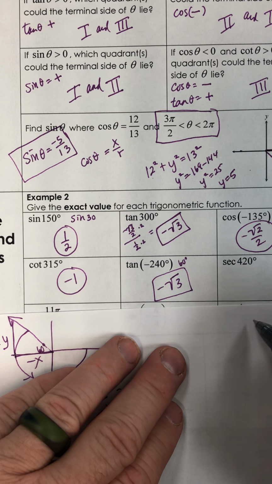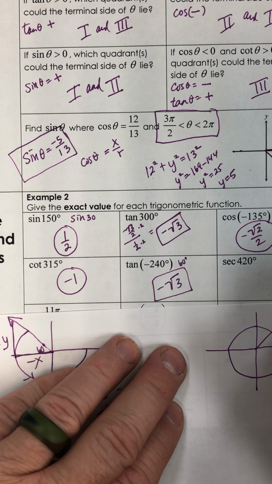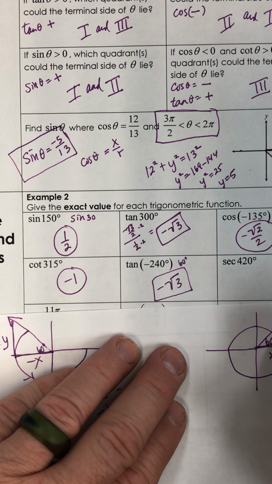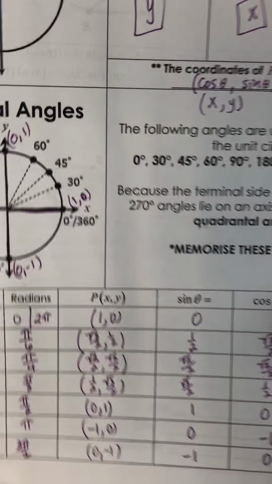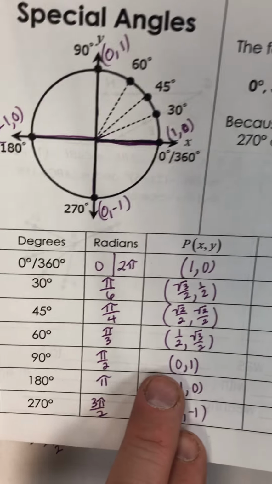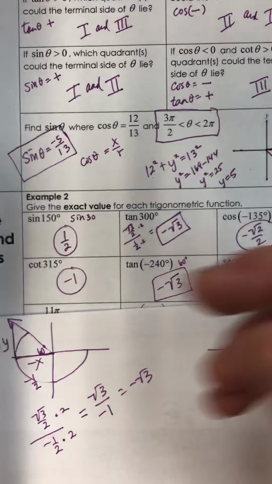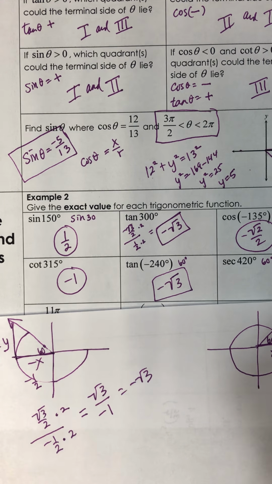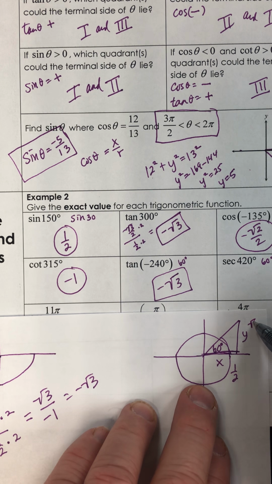Okay, secant of 420. So let's go to 420, so 90, 180, 270, 360, and 60 more. Make 420. So my x will be positive, my y will be positive, because I'm in the first quadrant. So 60. I'm going to use 60. And I think we just did 60. So on 60, x is 1/2 and y is square root of 3 over 2.